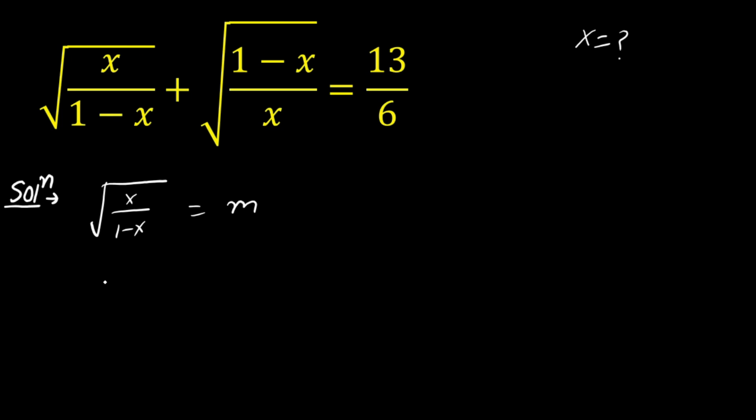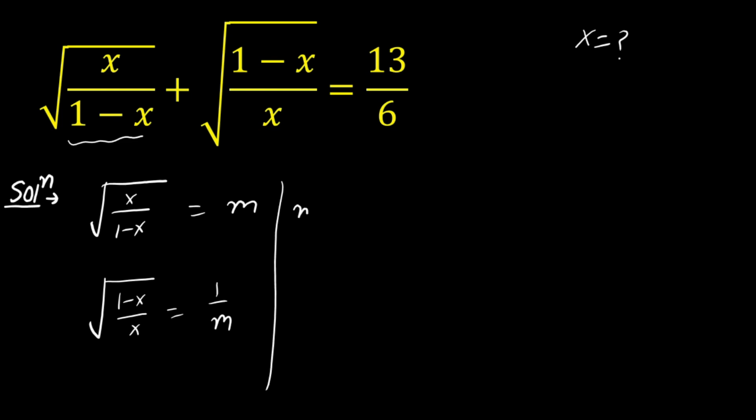Now if we take the reciprocal on both sides, then on the left hand side, square root of 1 minus x over x is equal to 1 over m. Here this expression is replaced by m plus, and this whole expression is replaced by 1 over m. This is equal to 13 over 6.